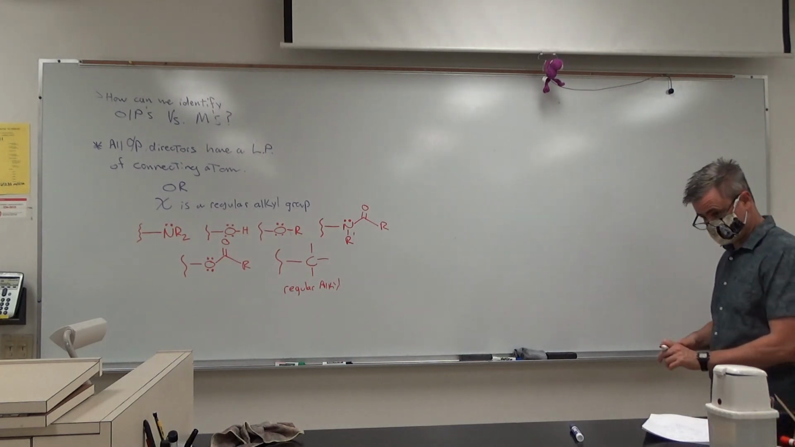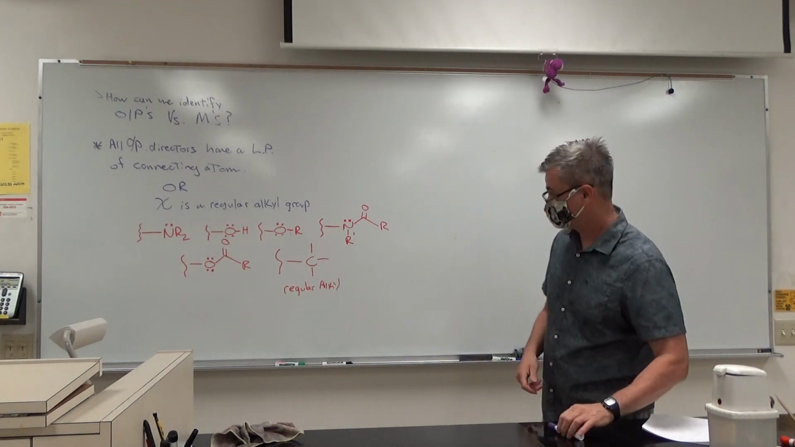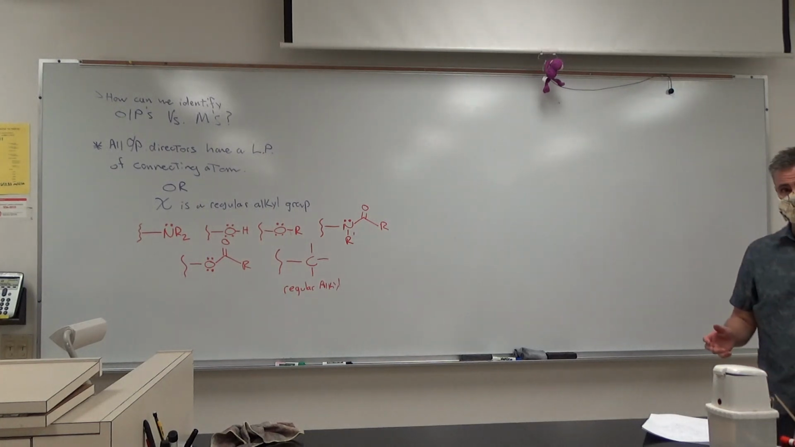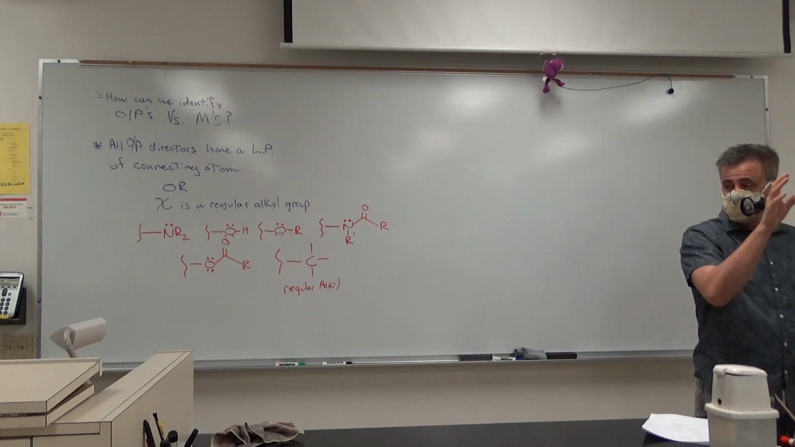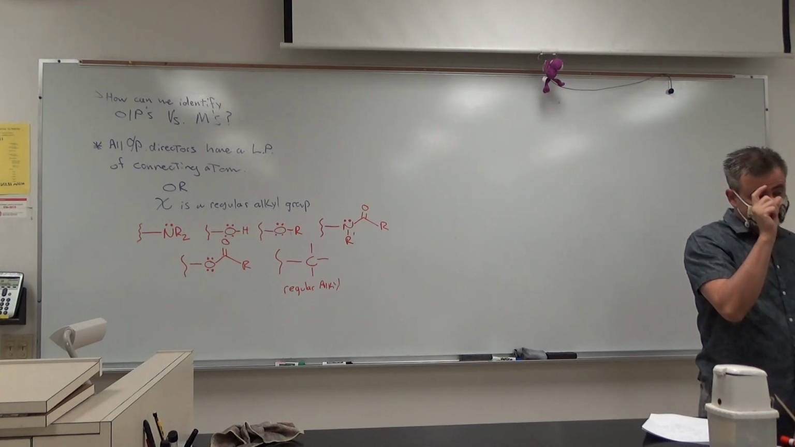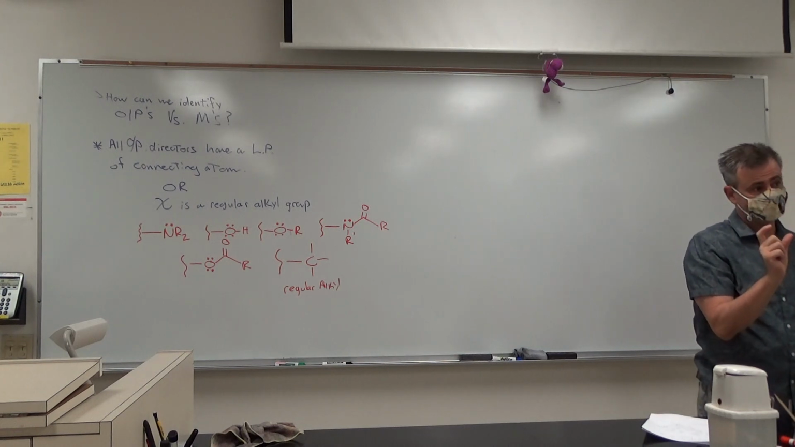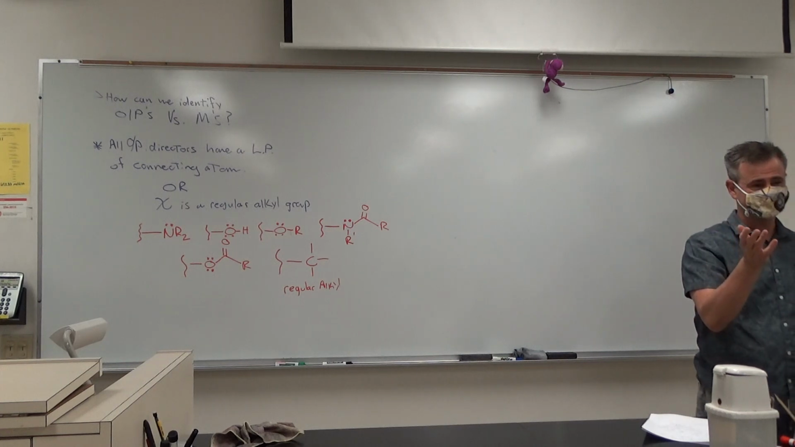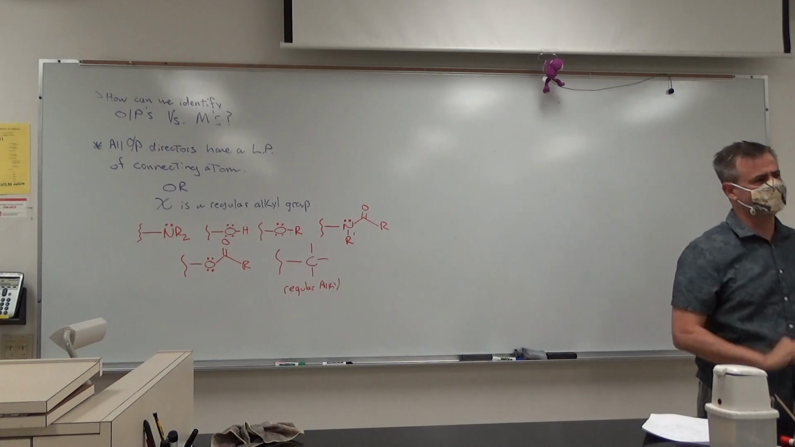Now, how can we distinguish meta-directors? Well, if you identify the connecting atom, and that connecting atom is part of a pi bond, okay? Remember pi bonds versus sigma bonds, a double bond. If the connecting atom is part of a pi bond, it's a meta-director.